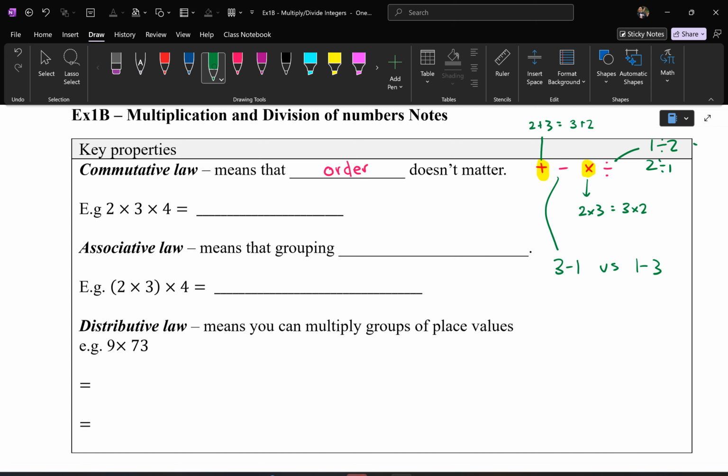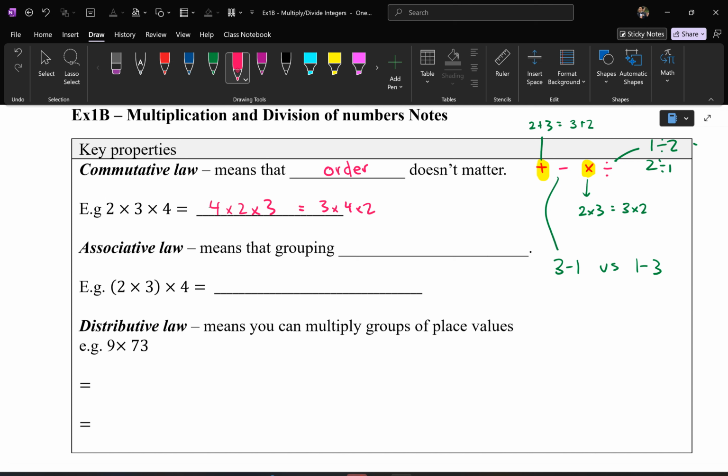So when we say order doesn't matter, that's the commutative law. And here is an example for you to write down. 2 times 3 times 4, you can write it as 4 times 2 times 3, and the answer is still the same. Or you could also write it as 3 times 4 times 2. That's what commutative means.